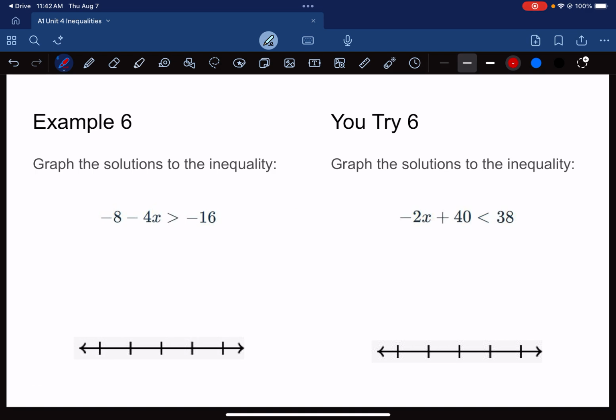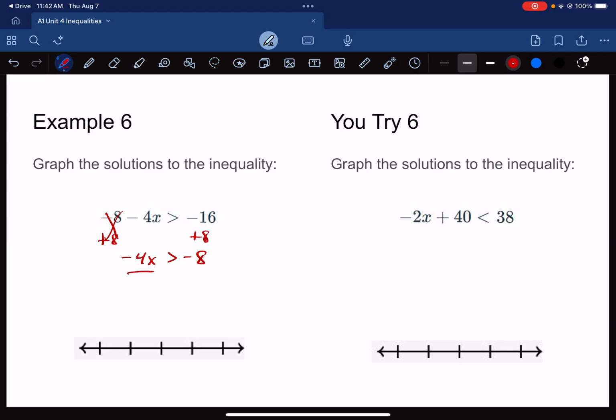Example 6, all right. There are no like terms on the left. There's only one term on the right. There's no parentheses. I need to get my negative 8 and my negative 16 together. The opposite of negative 8 is plus 8. That goes away. Negative 16 plus 8. Well, that's 16 bad guys, 8 good guys. The bad guys are winning by 8.